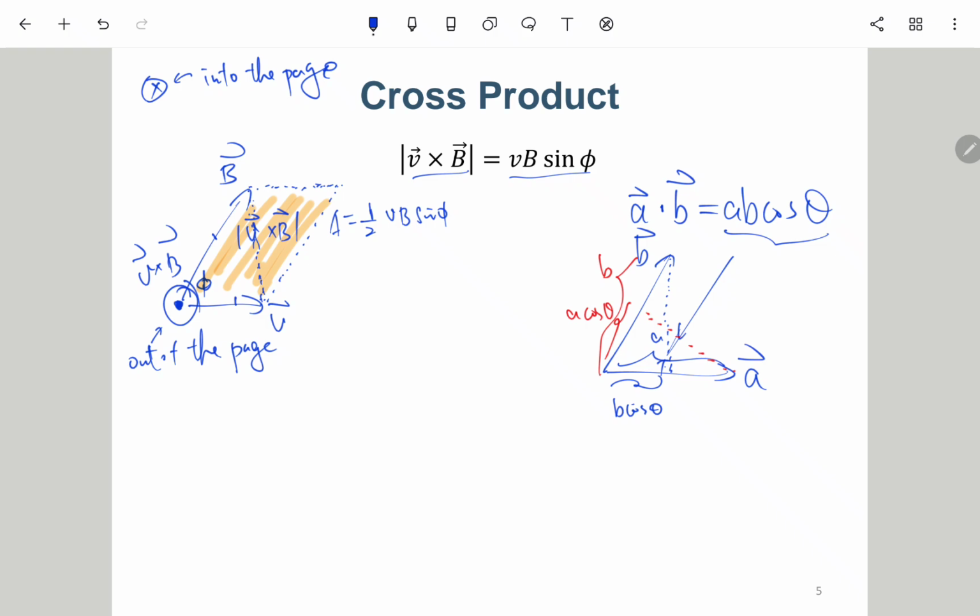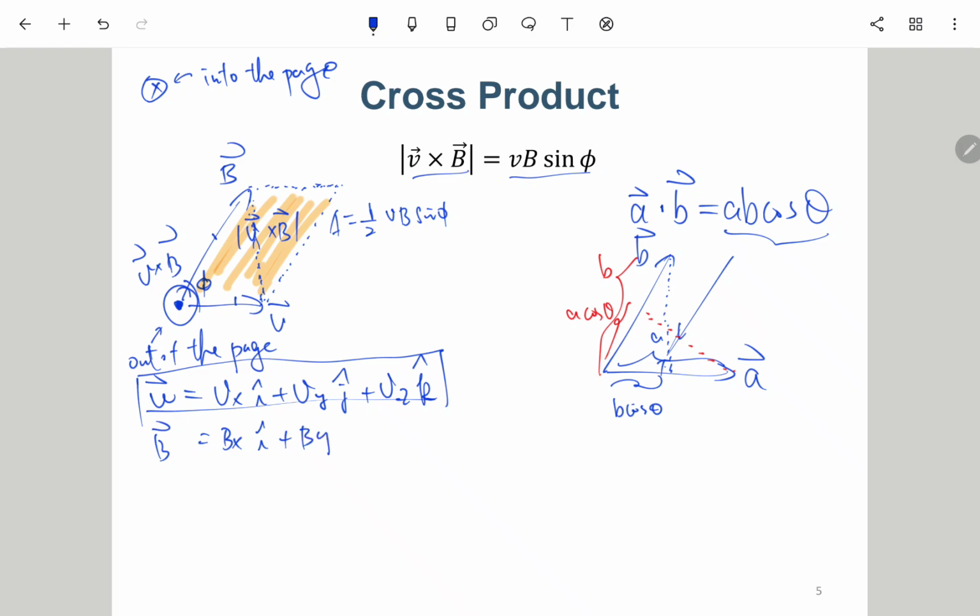Besides, I also like to mention that if we would like to use the unit vector notation to calculate the cross product, it will be something like this. If we have v to be vx i hat plus vy j hat plus vz k hat, this is the unit vector notation for the vector v. And then for b, it is bx i hat plus by j hat plus bz k hat, the unit vector notation for the b vector.